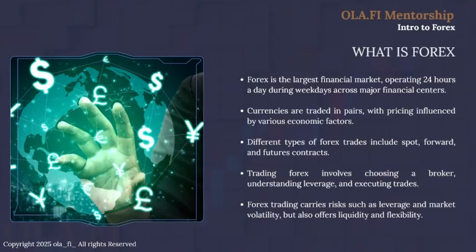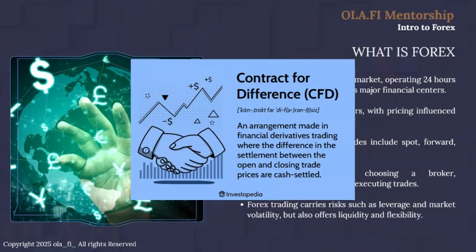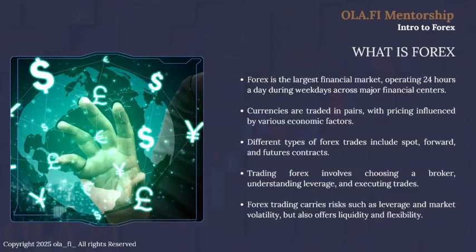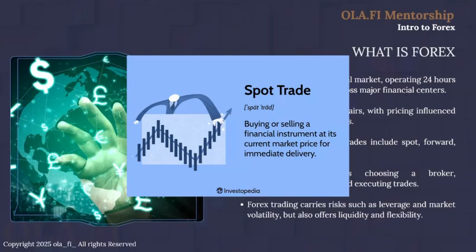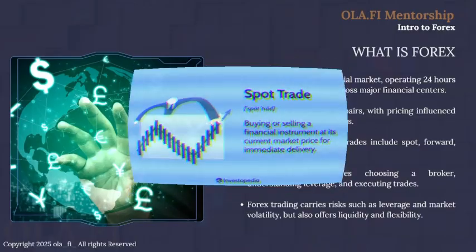There's a spot, there's a forward, and there's a future. The spot is facilitated by something called CFD, which is contracts for difference. Basically, the spot is trading on the spot. This is what happens on most CFD brokers. When you execute a trade, it is instantly passed to the liquidity provider and executed on your behalf.